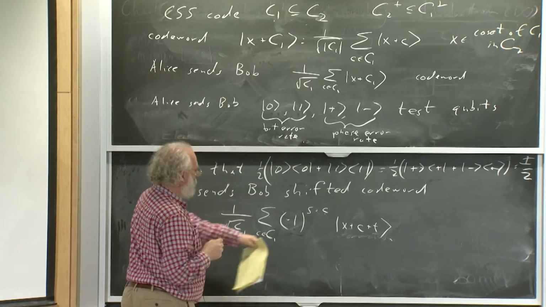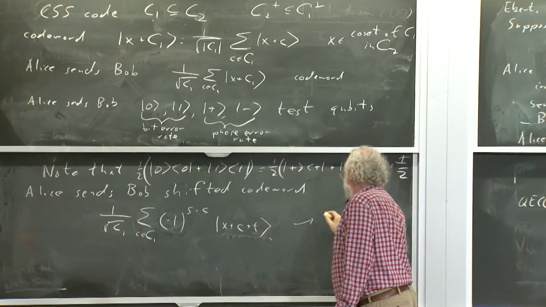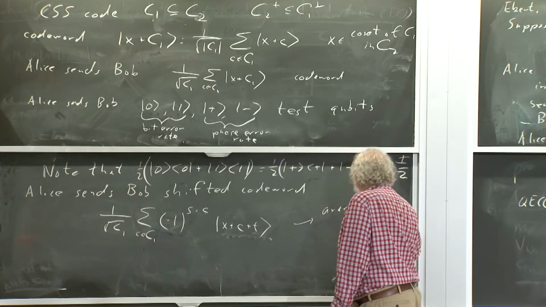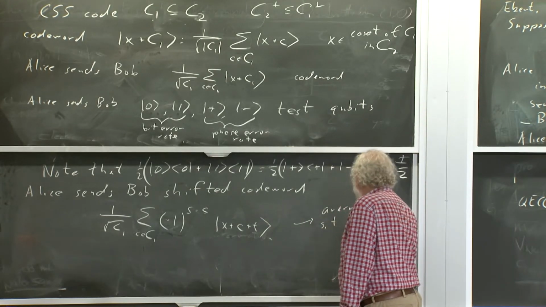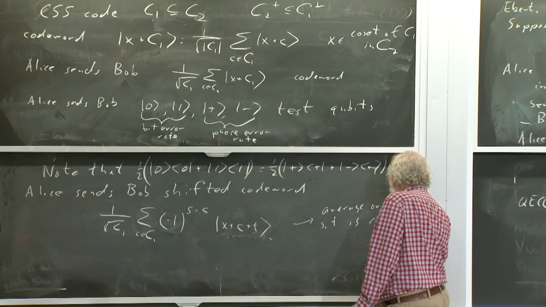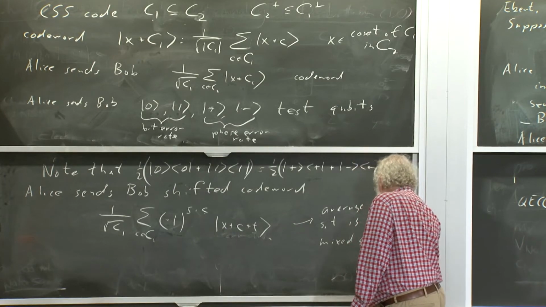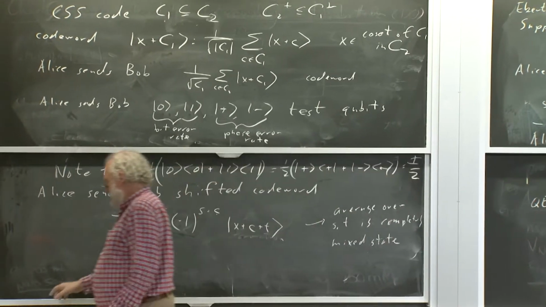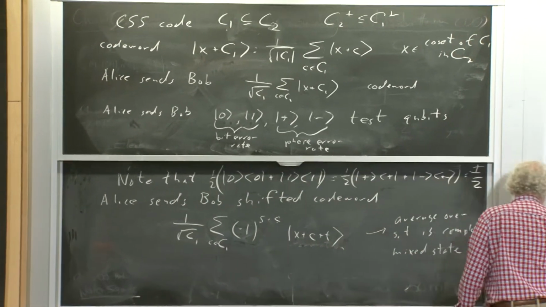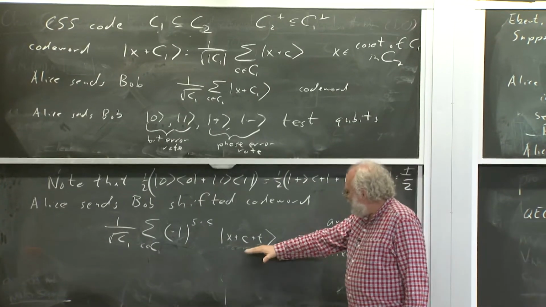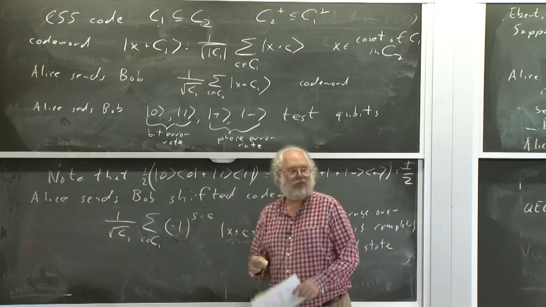Anyway, so this is the shifted code word, with both a phase shift and a bit shift. Average over S and T is the completely mixed state. And I should explain this part at least. Actually, I think I only really need to explain the minus 1 to the S dot C part.